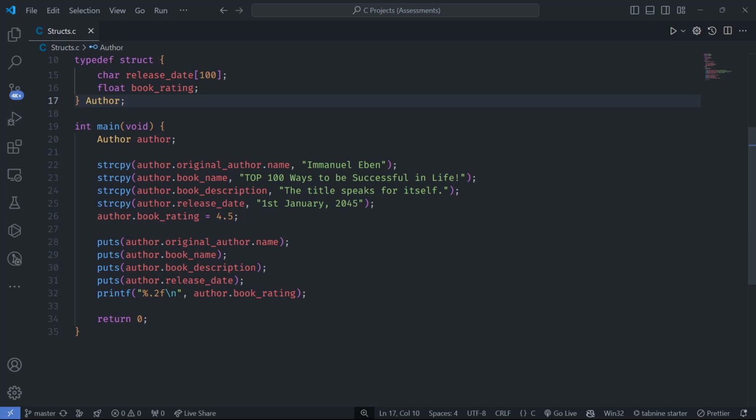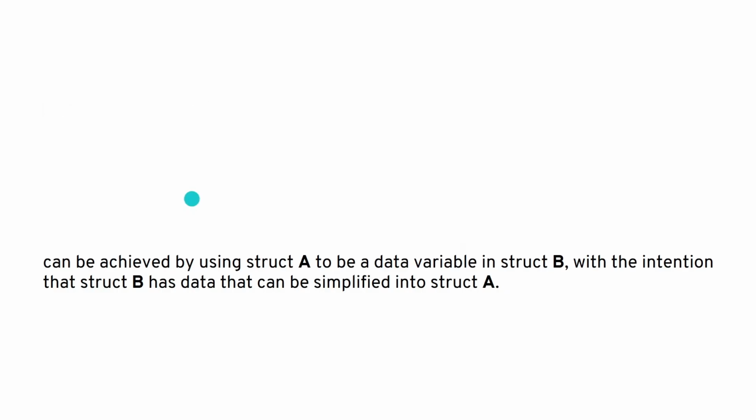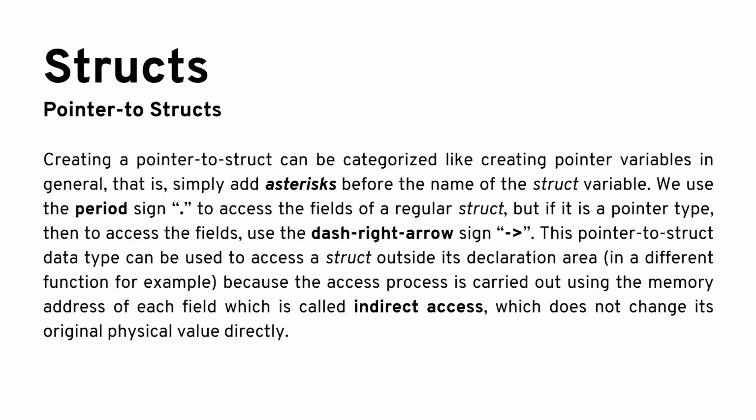We're going to be talking about pointer to structs. Creating a pointer to struct can be categorized like creating pointer variables in general. That is, simply add an asterisk, it could be more than one, before the name of the struct variable. We use the period sign to access the fields of regular structs, as you guys already saw just now. But if it is a pointer type, then to access the fields, use the dash right arrow sign.